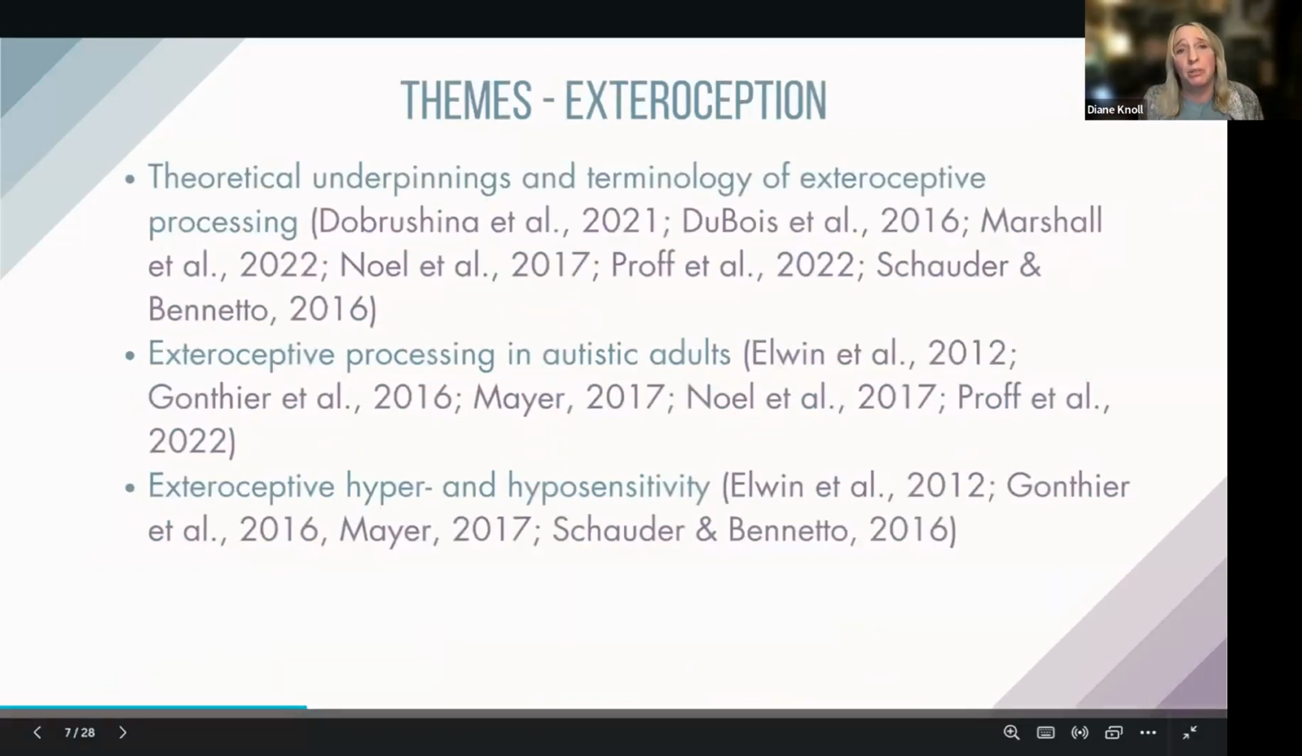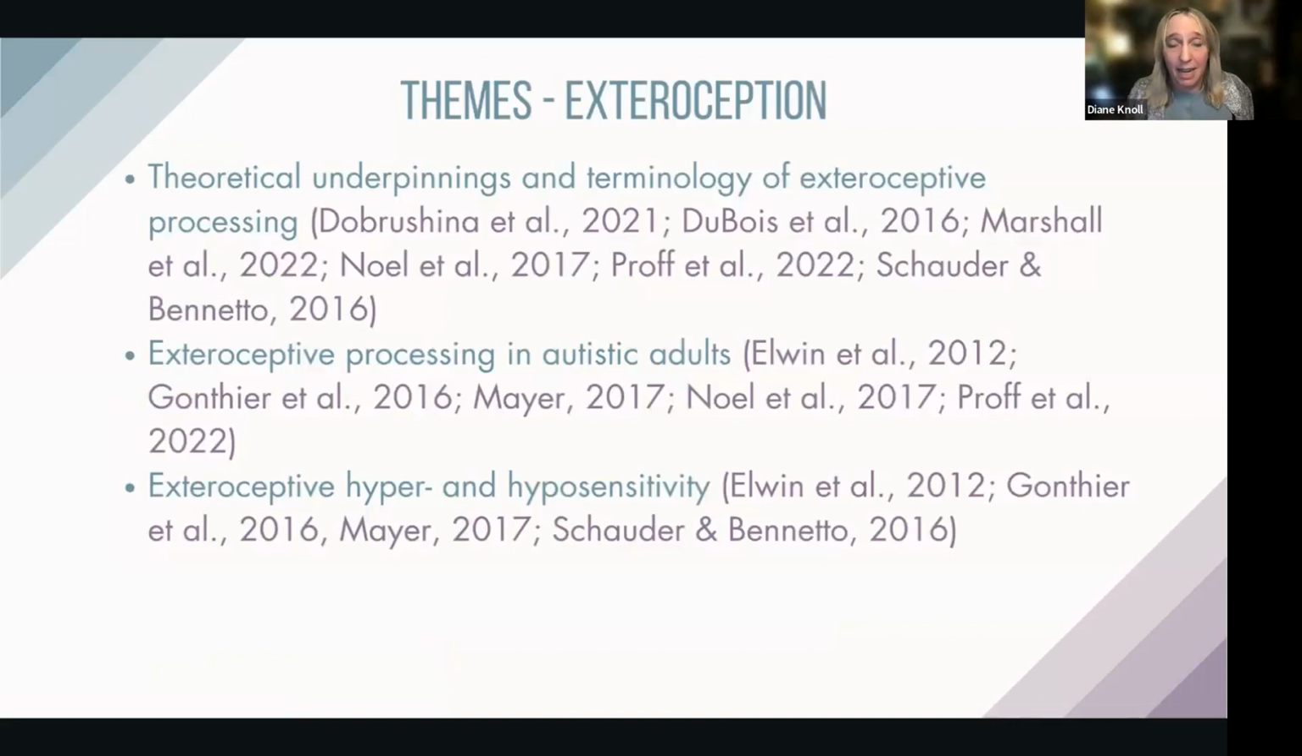The literature review ended up being thematic. The first theme was exteroception, and these were the things that came up under it. There were two theoretical underpinnings and terminology that came out for exteroception. These were very long, so I have a cheat sheet off to the side, but all the references are there for you. One was that a lot of people had predictive coding errors as a theme for sensory processing differences.